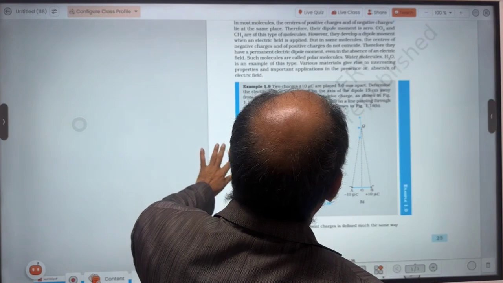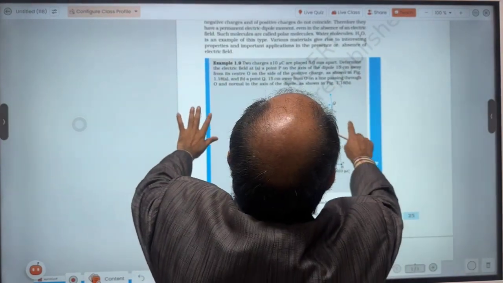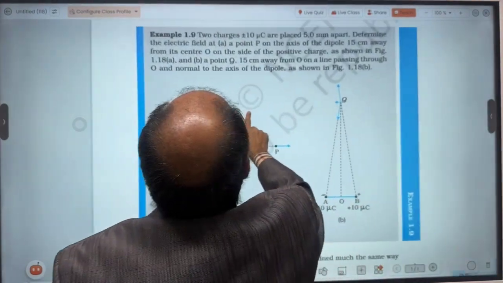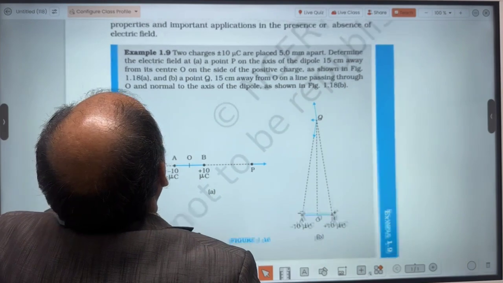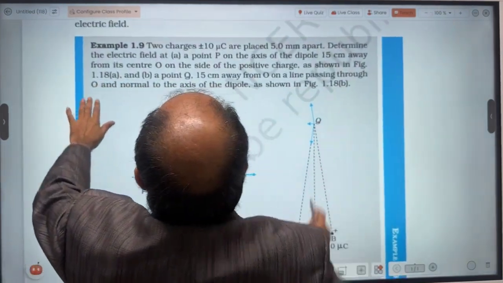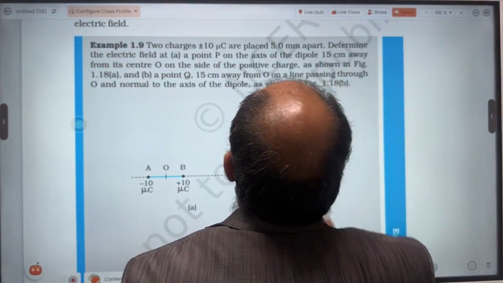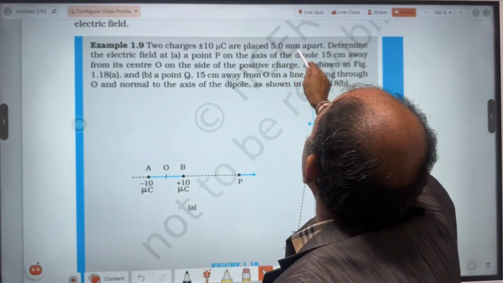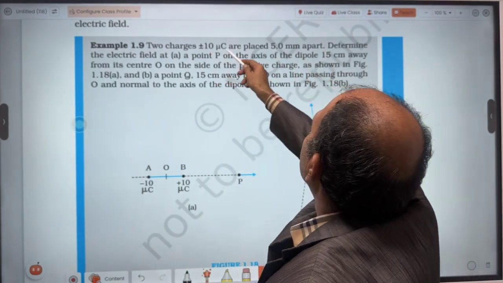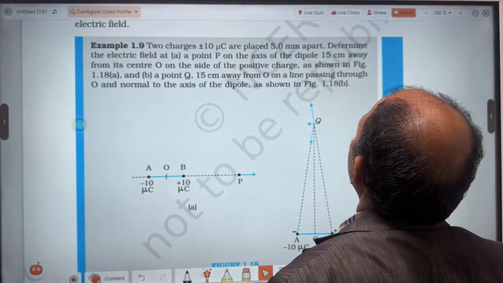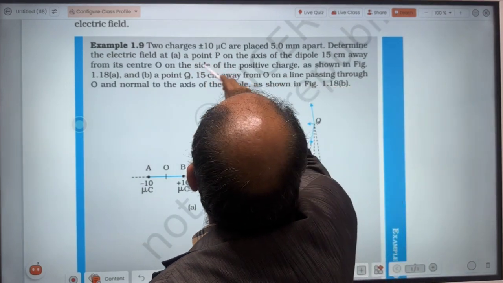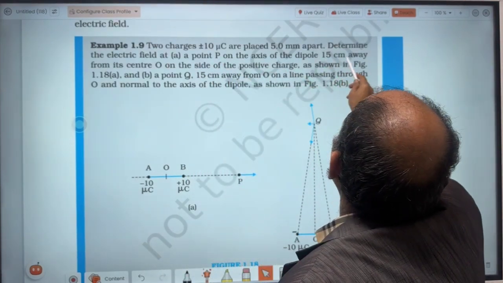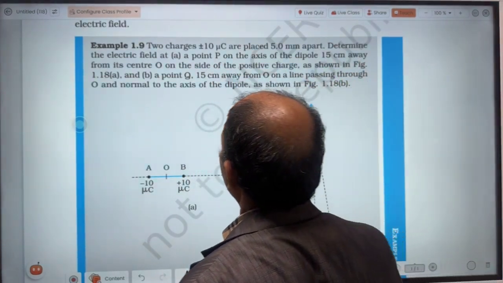Now here there is one question. You are given two charges, plus minus 10 microcoulomb, placed 5 millimeter apart. It means these two charges form a dipole. Determine the electric field at a point P on the axis of the dipole, 15 centimeter away from its center.